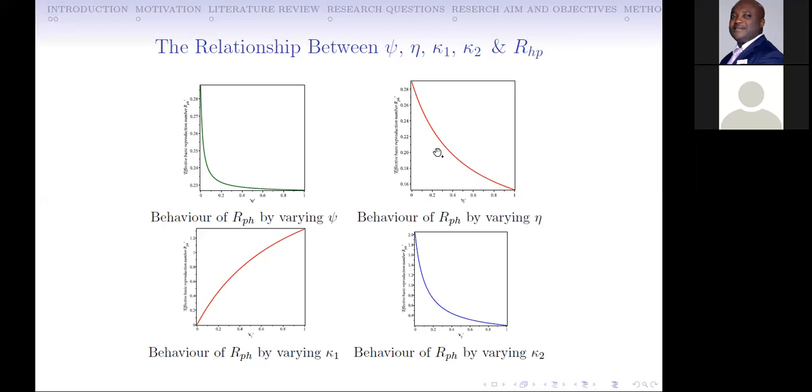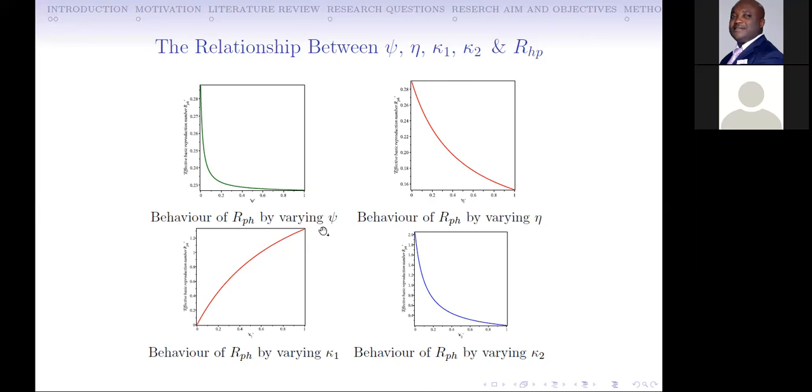We have eta, which represents the rate at which infected individuals progress to hospital. We can see the effective reproduction number is reduced as we increase the rate of individuals who progress to the hospital.